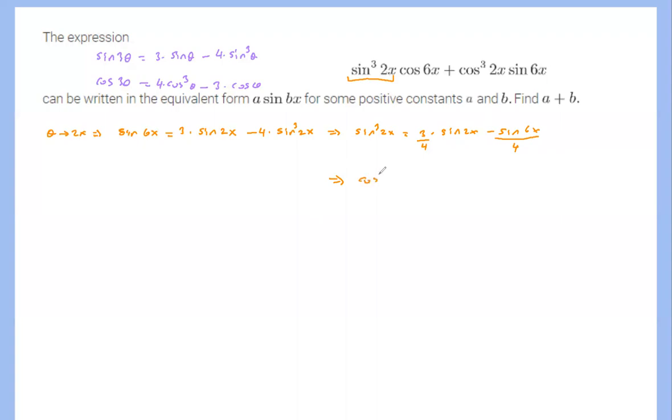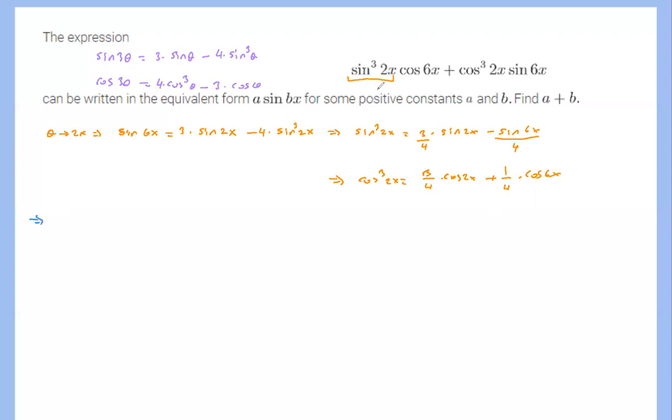So cosine cube of 2x would be just 3/4 times cosine 2x, and plus, instead of minus, we are going to get a plus, and then I'm going to leave it as 1/4 times cosine 6x. Okay, so exactly the same story. Based on this, we got these two. So let's plug these into our question.